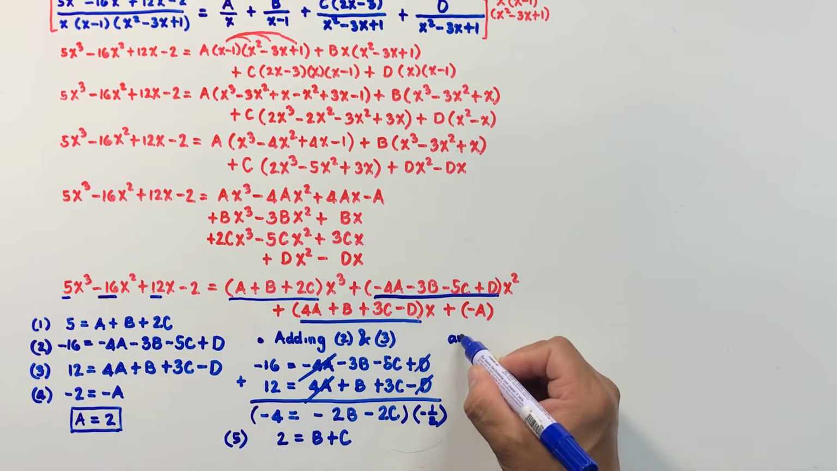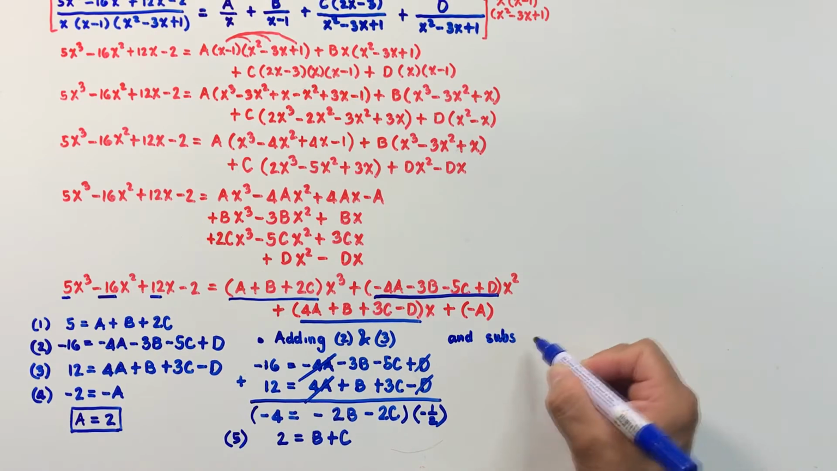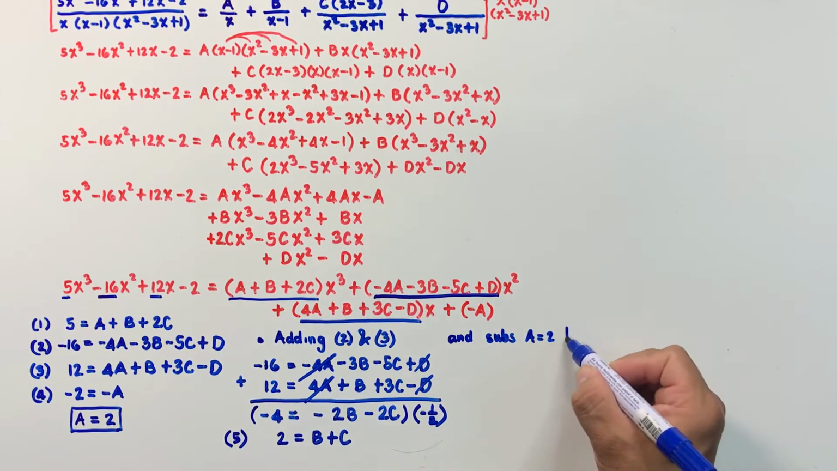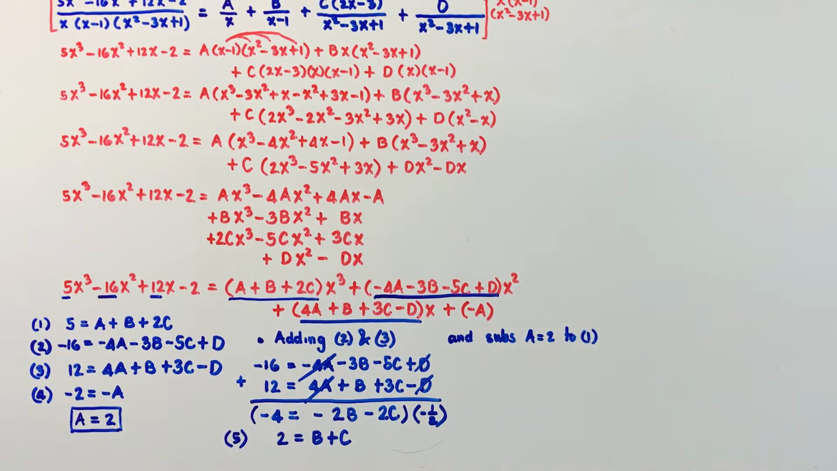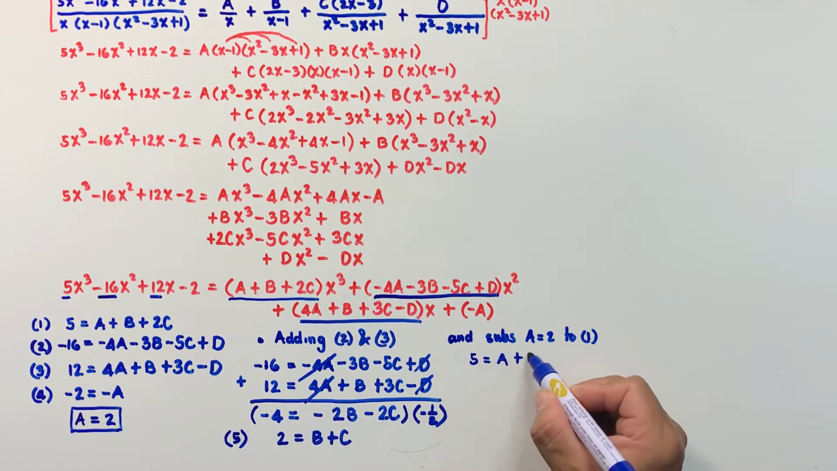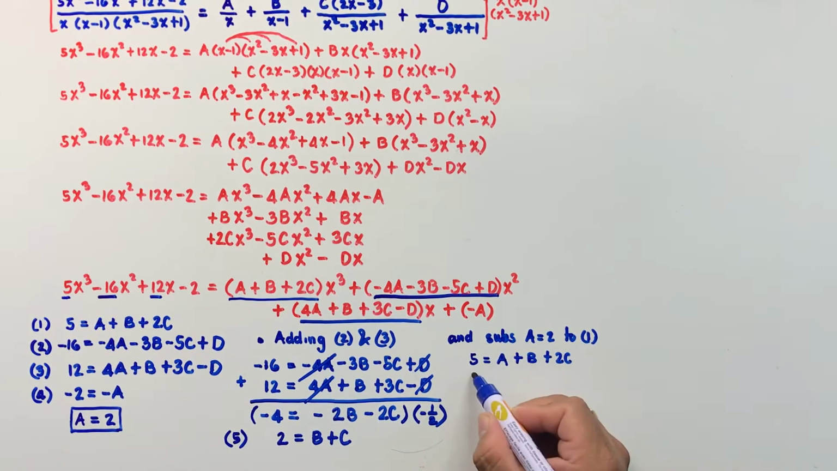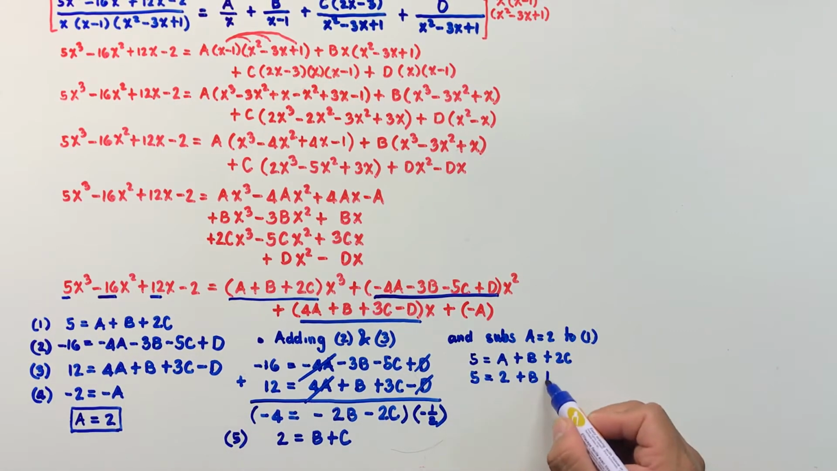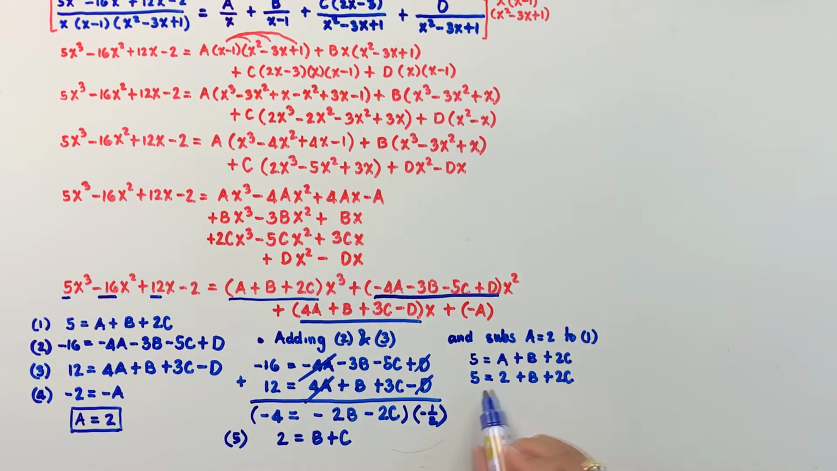And substituting also a, which is equal to 2, to equation 1, we have 5, which is equal to a plus b plus 2c, but we know that a is 2 from here, plus b plus 2c. So subtracting both sides of the equation by 2, we have 3, which is equal to b plus 2c here. And this is our equation 6 this time.